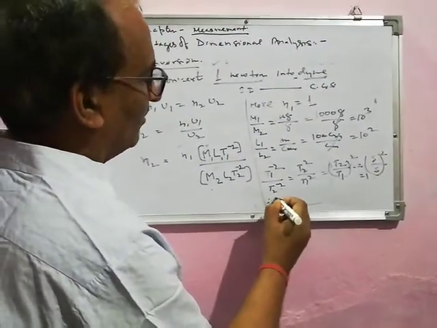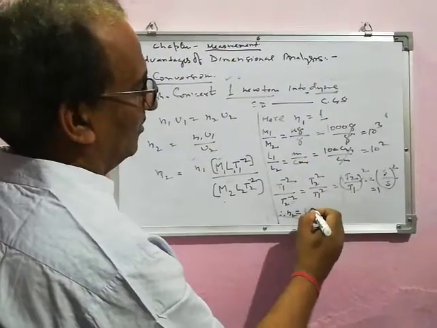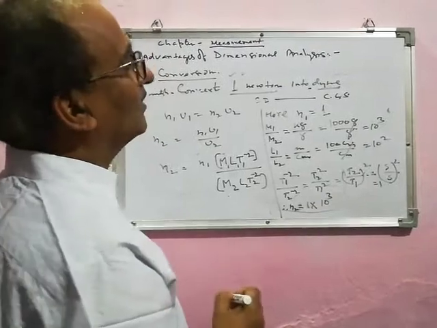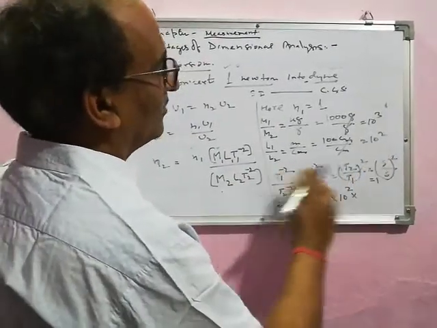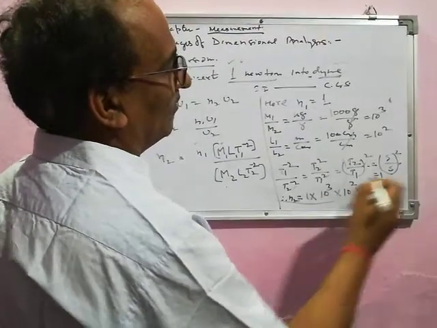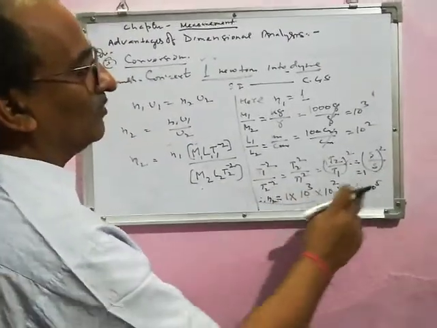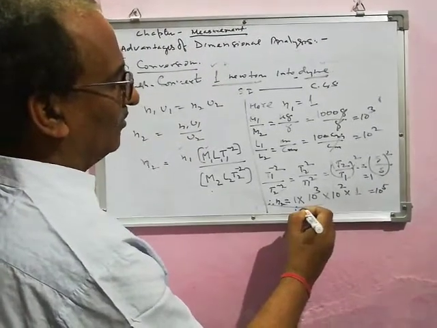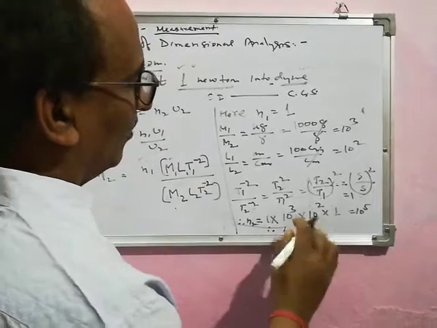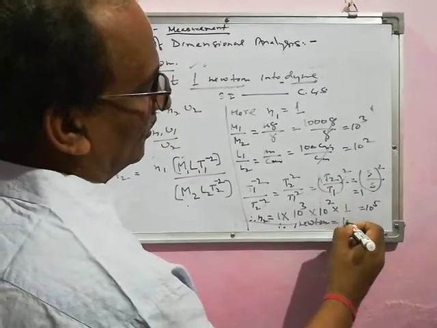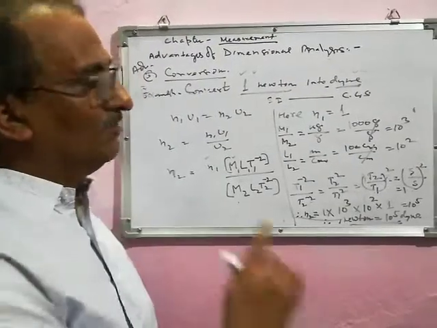In this way, we have found the value of all the quantities here. n1 is 1. For M1 by M2, we have obtained 10^3. For L1 by L2, it is 10^2. And for the time terms, we have calculated 1. So it becomes equal to 10^5. But don't write the unit dyne here, because n2 is only the numerical value. So if we have to write the value, we can write that therefore 1 newton is equal to 10^5 dyne. In this way we learned how to convert the value of a physical quantity from one system to another.